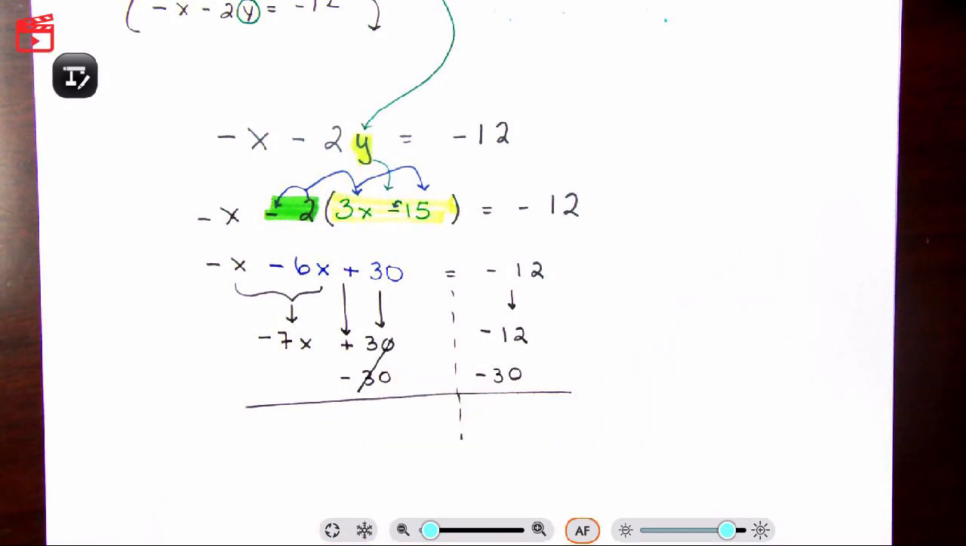Lots of negatives. If you're uncomfortable with negatives and you are allowed to use calculators, I urge you to use calculators. That way you're solving, but you're not making those little hiccups.